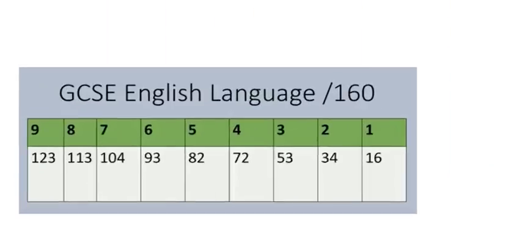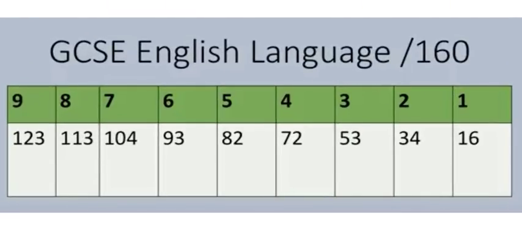Now, these were the boundaries for the 2 papers combined in 2017. And what I want to point out to you here is that the difference between one grade and another is not always huge. So if we have a look at the difference, for example, between a 7 and an 8, okay, so a 7 is in line with the traditional A grade and an 8 is perhaps more like the A star.